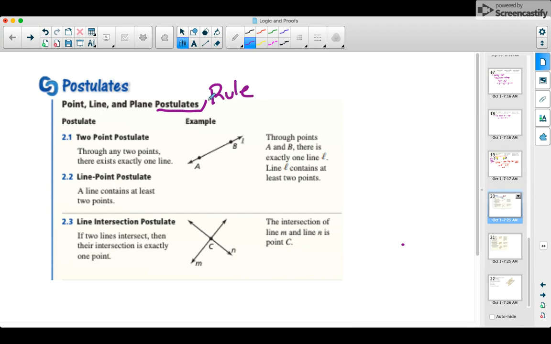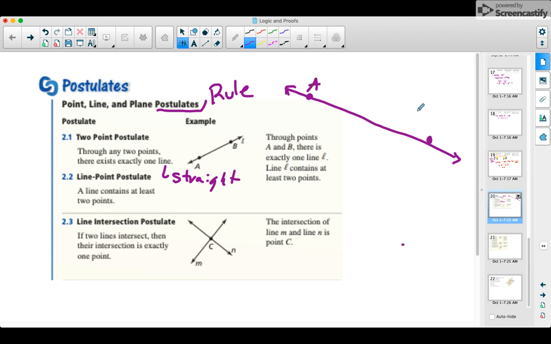Now, all of these rules are things that you should already kind of have an idea about, but they're just putting them into words. So the first one we'll talk about, the two-point postulate, which just says that if I have any 2 points that exist in space, there's only one line that can go through them. Remember what we said is that in geometry, every line has to be a straight line. So when it says that there's exactly one line, it means a straight line that connects those 2 points.